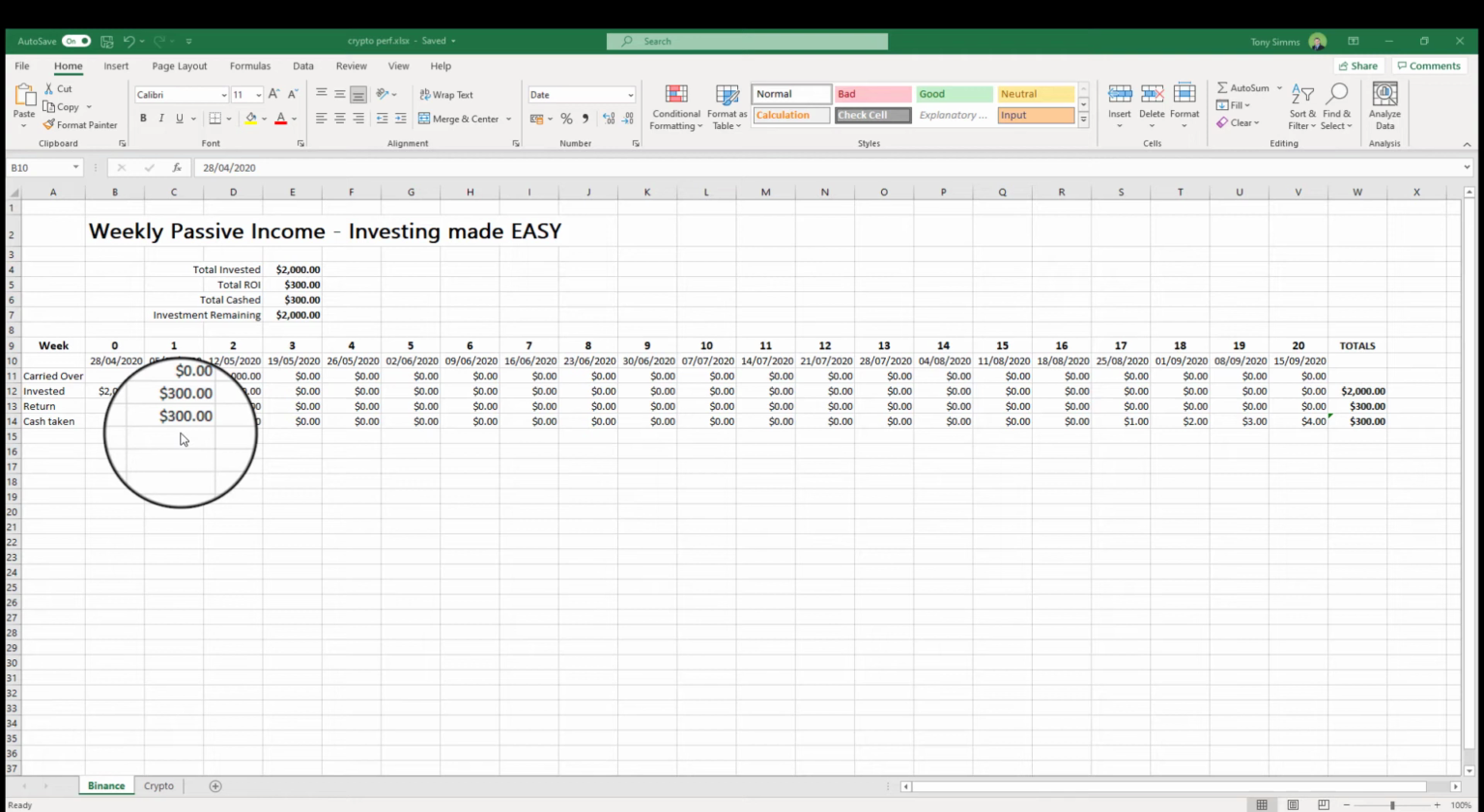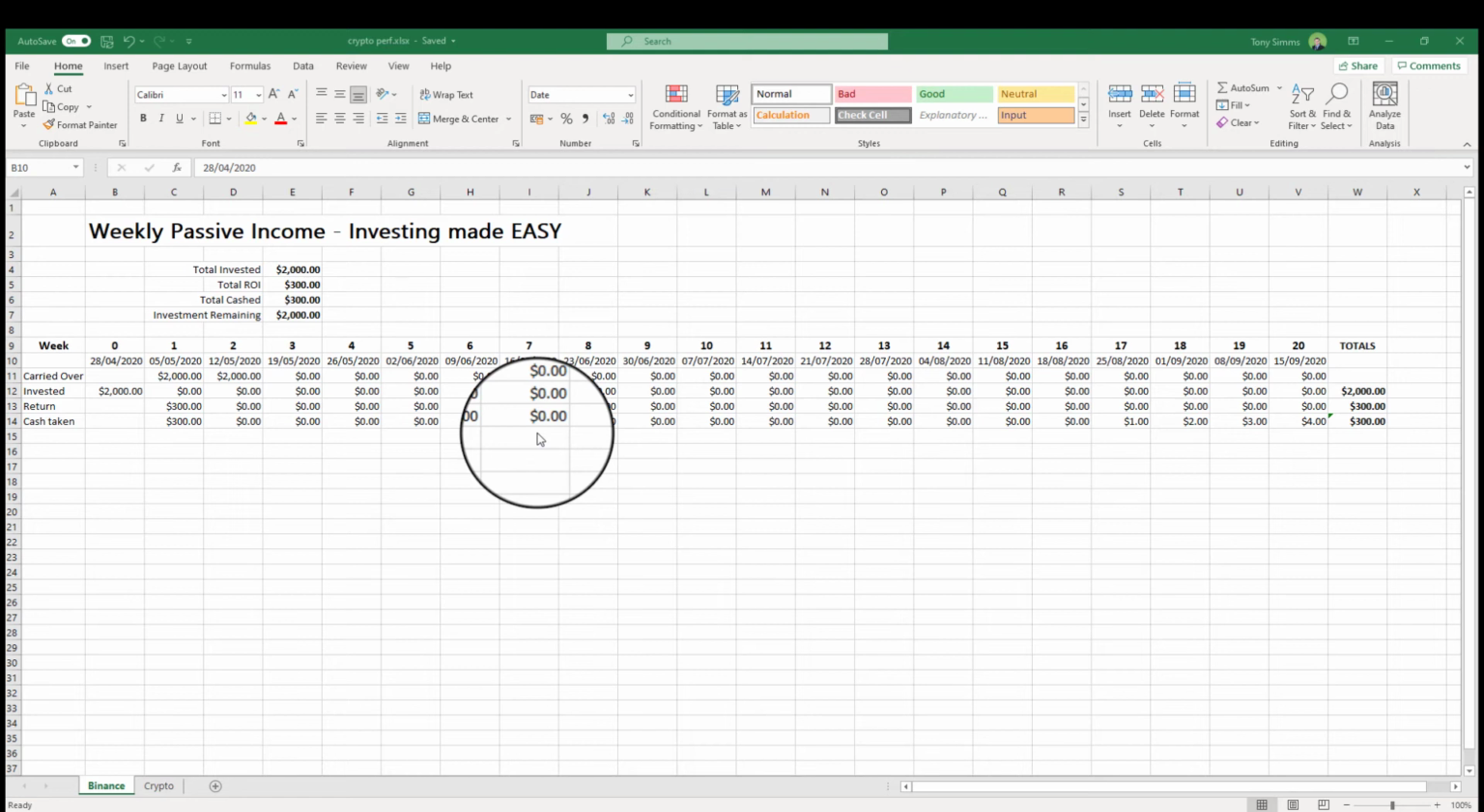My plan is to keep taking these $300 out until I get to about week six or seven, where I should have made my $2,000 back. So I would have taken out $2,000 and I will have $2,000 still in there to be invested. And then I'll decide whether I carry on taking the money or I reinvest it. But this is what I'm going to be doing each week, showing you this spreadsheet so you can know absolutely for sure whether this is working or not.